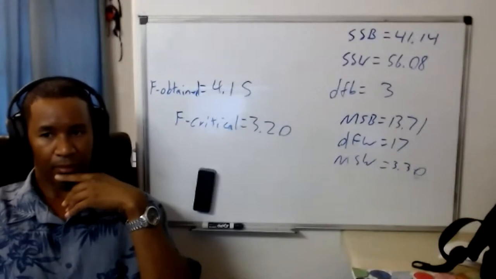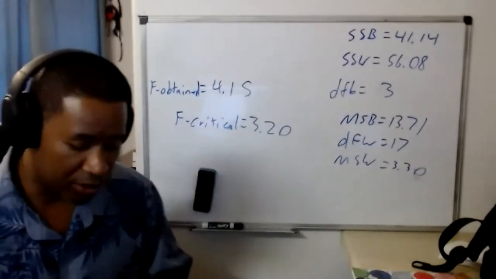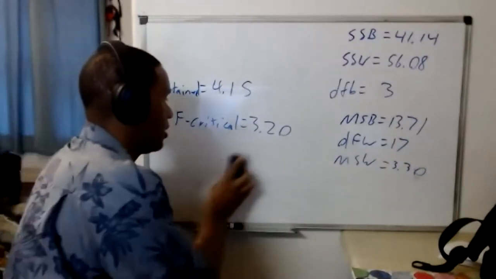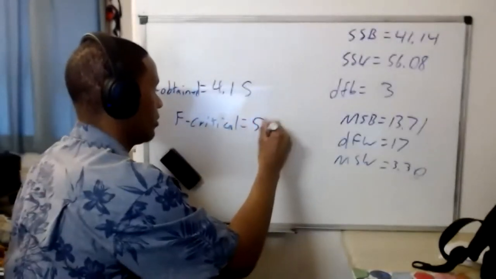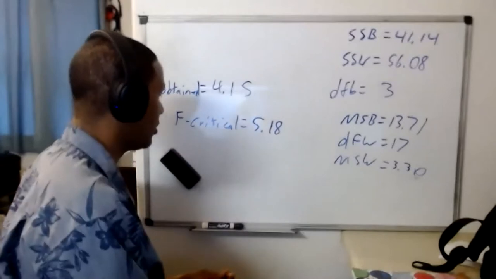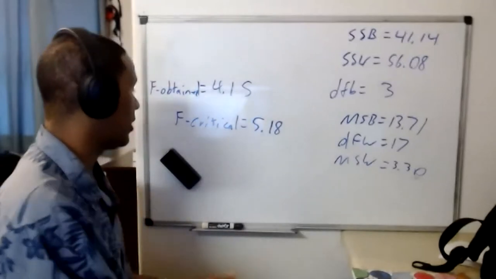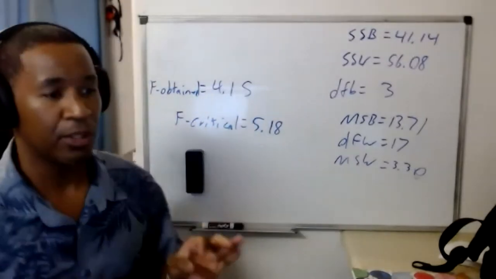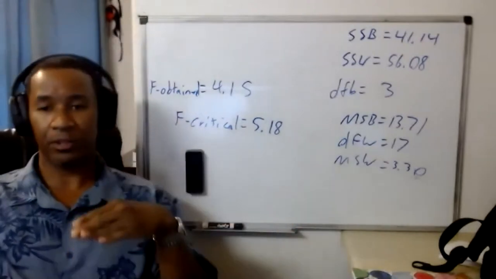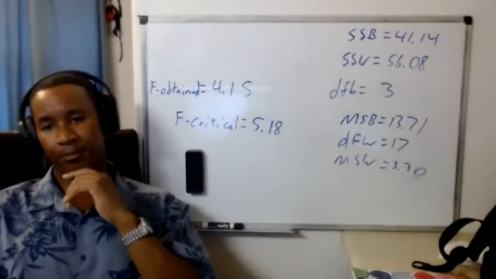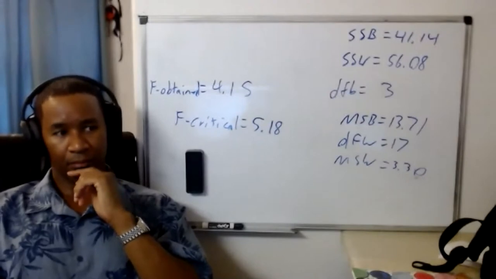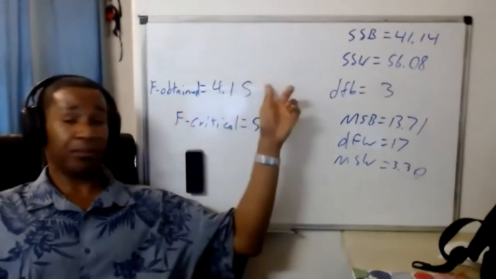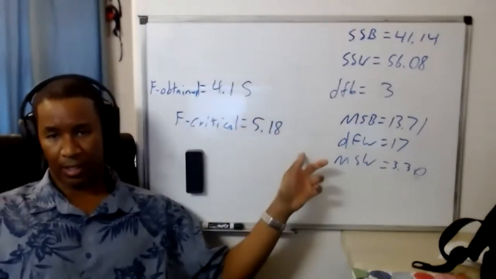Good, so our F critical at the 0.01 alpha level is 5.18. At the 0.01 alpha level, do we reject or fail to reject the null hypothesis? We fail to reject, because our F obtained is below our F critical.